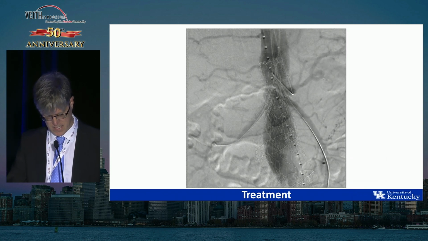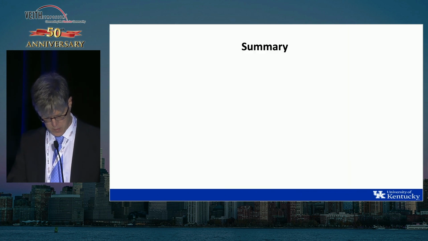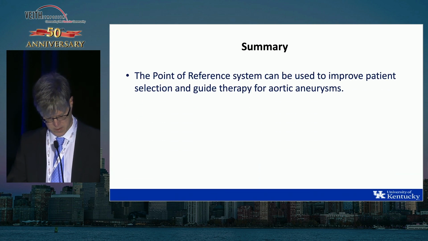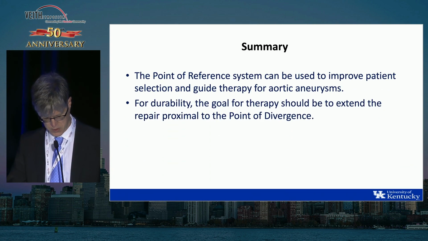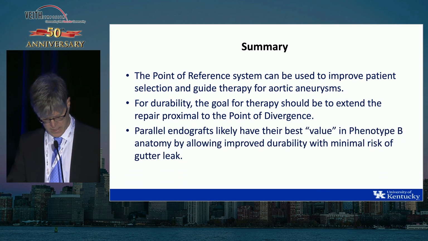For treatment, we simply extended proximal to the point of divergence using parallel endografts in the remaining 3 renal visceral vessels. And in summary, the point of reference system can be used to improve patient selection and guide therapy for aortic aneurysms. For durability, the goal of therapy should be to extend the repair proximal to the point of divergence, and parallel endografts likely have their best value in phenotype B anatomy by allowing for improved durability with minimal risk of gutter leak. Thank you.